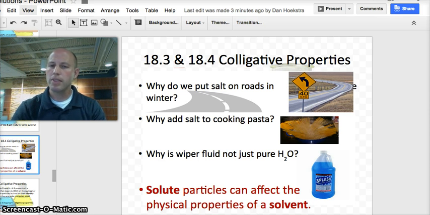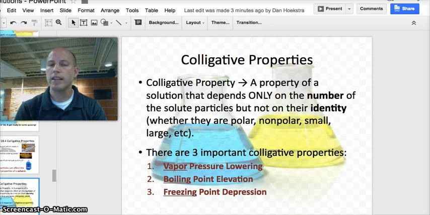And so we're going to talk about this thing called a colligative property, and we'll see that it's a property that depends on the number of solute particles. It doesn't depend on what those solutes are, whether they're polar, nonpolar, anything like that, but merely on their number. And we're going to look at three specific colligative properties during this lesson.